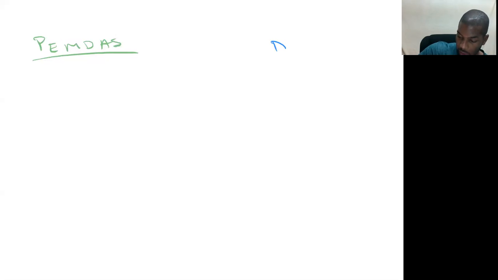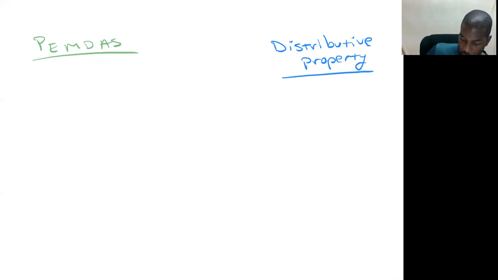Let's try, here's a good one. We'll do PEMDAS over here. And we'll use the distributive property again over here. Distributive, which means to distribute or to give. Everyone gets equally over here. All right, so the problem is 2 times 7 plus 3. And we're going to write the same problem over here.